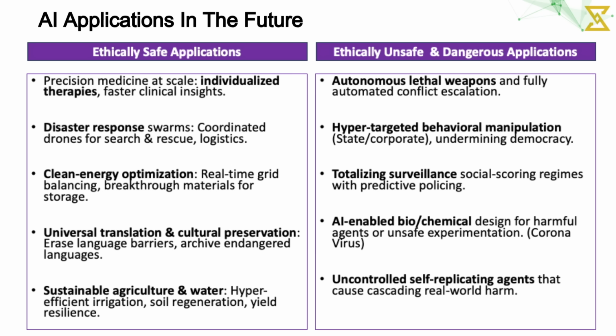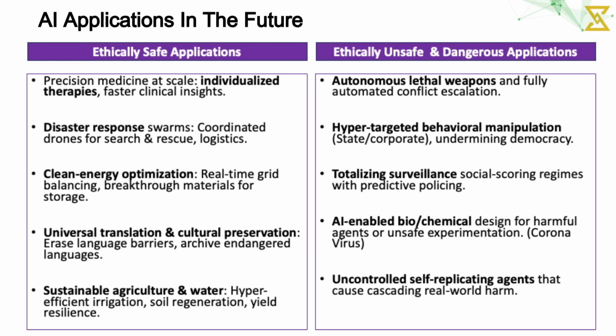crop yield resilience. On the other hand, unethical and dangerous uses of future AI technology may include: creating autonomous lethal weapons and being responsible for fully automated global conflict escalation. Undermining democracy by using hyper-targeted behavioral manipulation at the state level, as well as for corporate espionage, totalizing surveillance, and social scoring regimes with predictive policing.